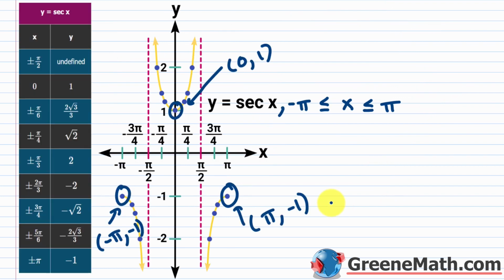So coming back down, again, plus or minus pi over 6, you're going to get 2 times square root of 3 over 3. Plus or minus pi over 4, you're going to get square root of 2. Plus or minus pi over 3, you're going to get 2. Plus or minus 2 pi over 3, you're going to get negative 2. Plus or minus 3 pi over 4, you're going to get negative square root of 2. And then plus or minus 5 pi over 6, you're going to get negative 2 times square root of 3 over 3. And then plus or minus pi, you're going to get negative 1.